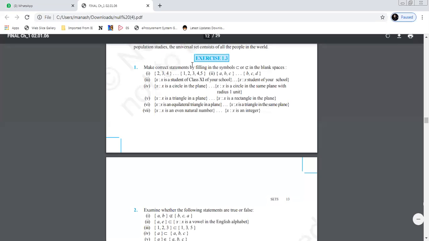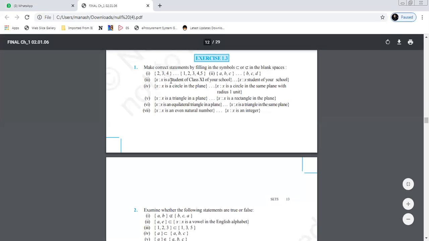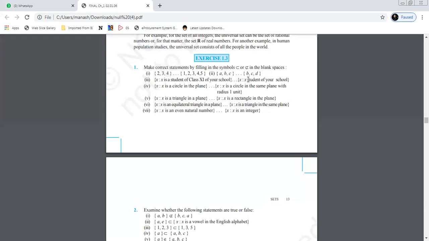Now come to question number 3. What is given? X such that X is a student of class 11 of your school. And the second one: X such that X is a student of your school. Now tell me whether the first one is a subset of the second one. Yes, sir, because the second set contains all the students of our school. It contains the students of class 11 also. Okay.